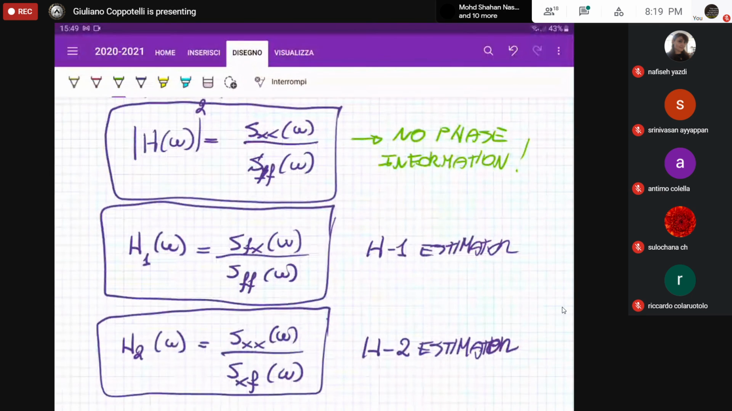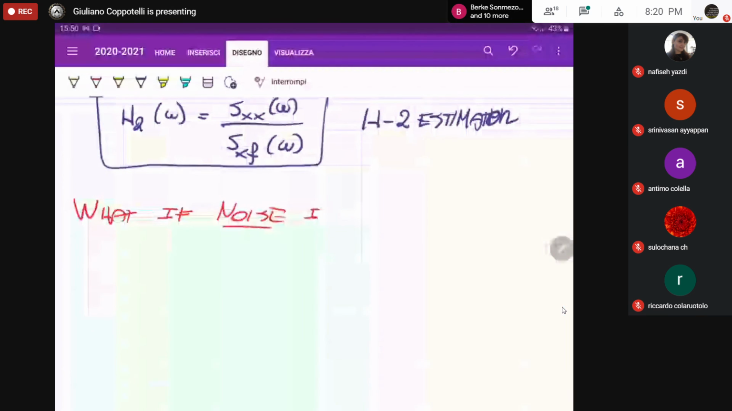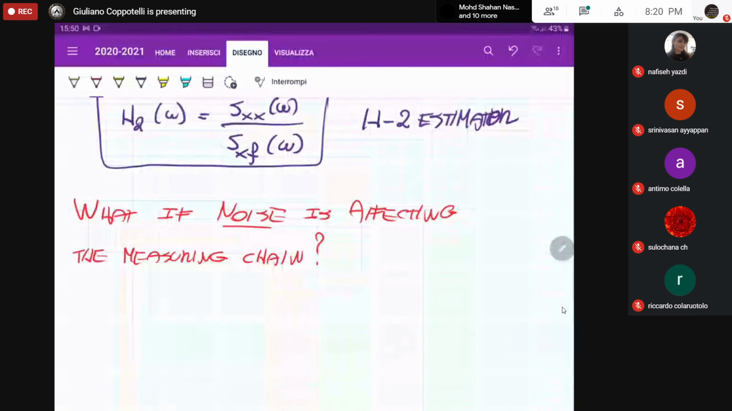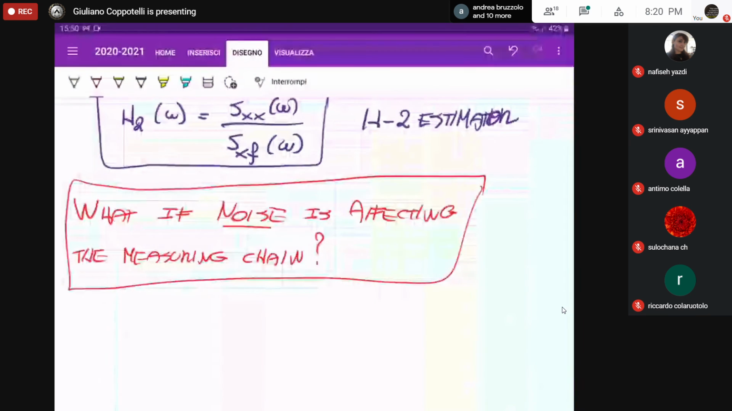The majority of the differences of the H1 estimator with respect to the H2 estimator come out when you are referring to the noise. Now let's see what happens when we have noise affecting the measuring chain. So what if noise is affecting the measuring chain? So let's start the analysis. Maybe we will end our analysis tomorrow. But however, let's start our analysis.